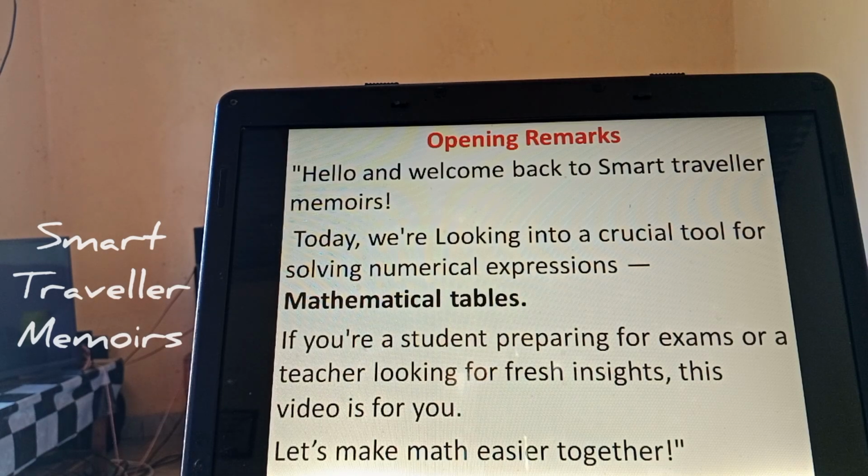Today, we are looking into a crucial tool for solving numerical expressions. That is, the mathematical tables. If you are a student preparing for exams or a teacher looking for fresh insights, this video is for you. Let's make maths easier together.